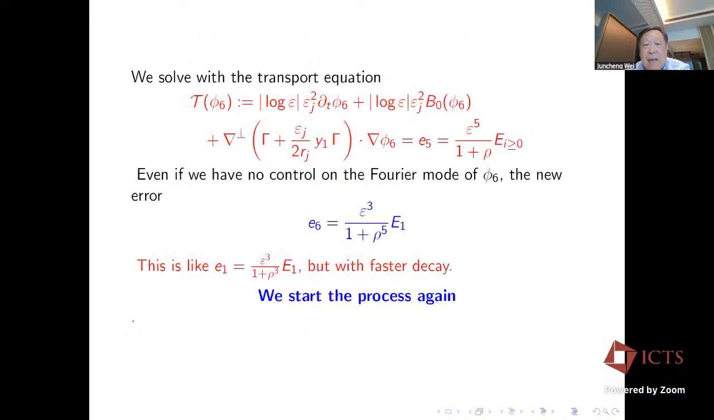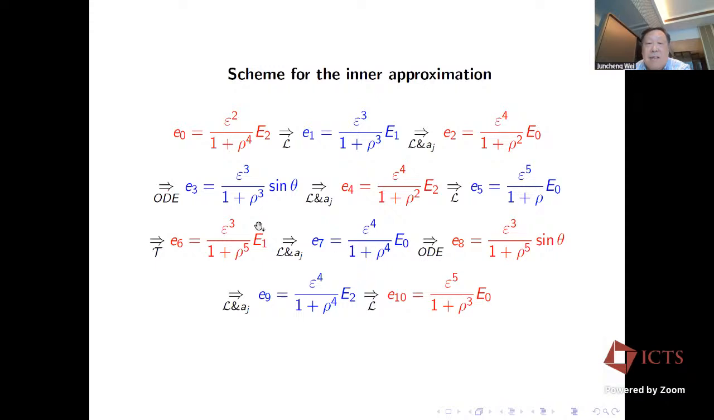So let me just show you. These are the 10 steps to get the last error. These are the 10 improvements. You go from E0 to E1, E2, E3, and E4. Sometimes you use the ODE, sometimes you use the elliptic, and you use the ODE again, and use the elliptic, and use the transport equation. And in 10 steps, you arrive at this error.